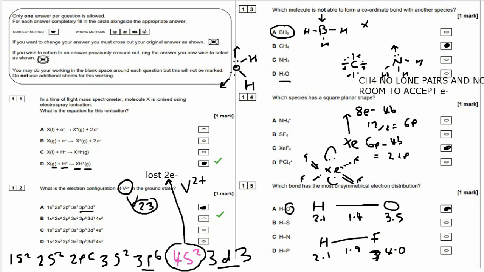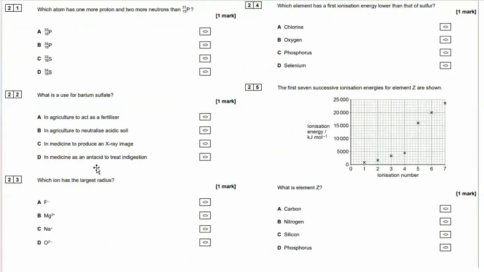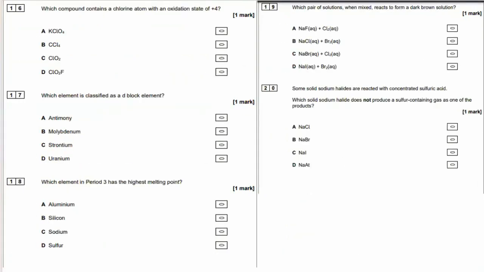Okay, 16. Which compound contains a chlorine atom with an oxidation state of +4? Let's look at this first one, KClO4. Potassium is always +1, so group 1. Oxygen is always -2, unless bonded with fluorine sometimes. So times by 4, we've got a total negative charge of -8. The potassium's +1, so the chlorine must be +7. That's not our answer because it's not +4.